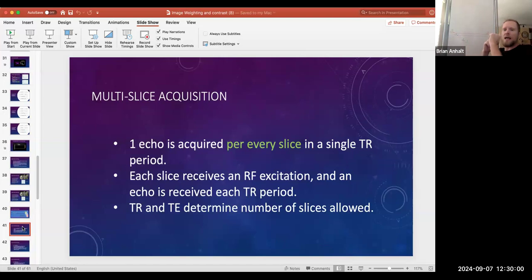One echo is acquired per every slice in a single TR period. Each slice receives an excitation pulse. Each slice receives a refocusing, and you collect an echo, and then we can begin the whole process again. While we are waiting for that slice to relax back as much as we want it to relax back, and then start the process again. TR and TE are going to determine the amount of slices we have available, right? Because if I lengthen my TE, I can't start my next slice until later.